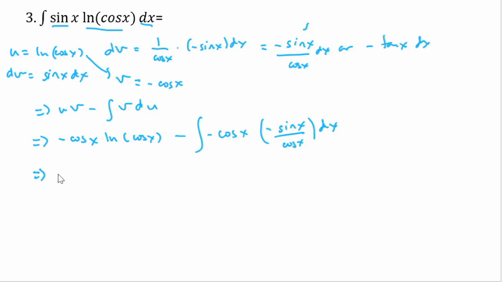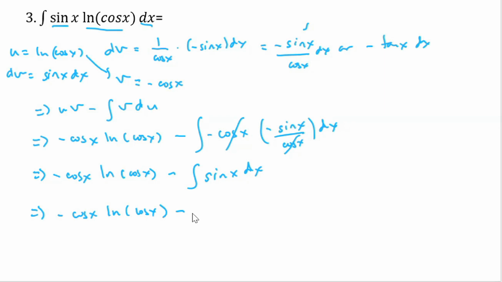So rewriting the product of uv, I can just have negative cosine of x times ln of cosine of x. Negative times negative is positive. Then cosine times sine x over cosine x, so cosine x will be cancelled, or that is 1. So minus the remaining term now is the integral of sine x dx. So finally, we can now write the answer of negative cosine x ln of cosine x minus the integral of this, which is the negative cosine. Negative times negative, it becomes now positive of cosine x plus a constant.